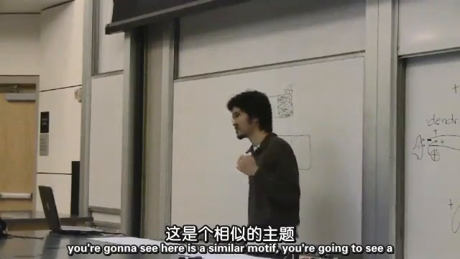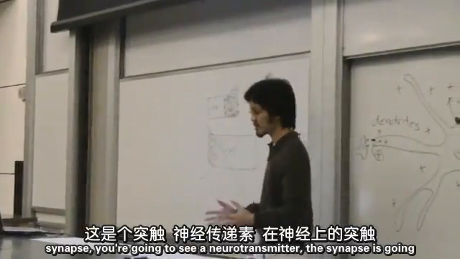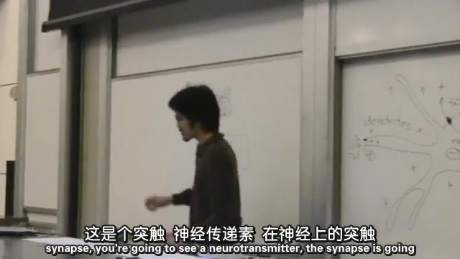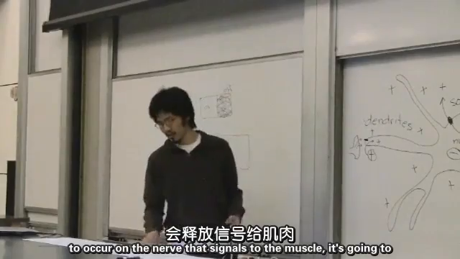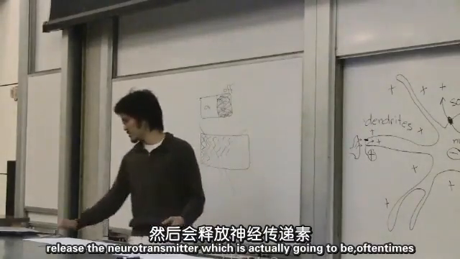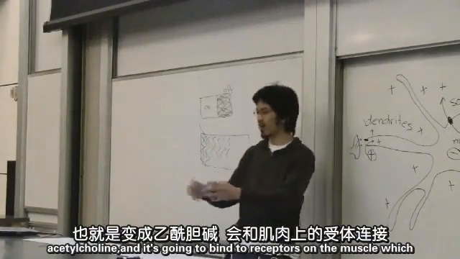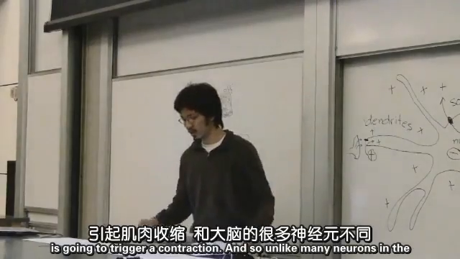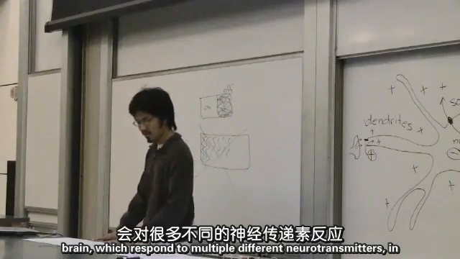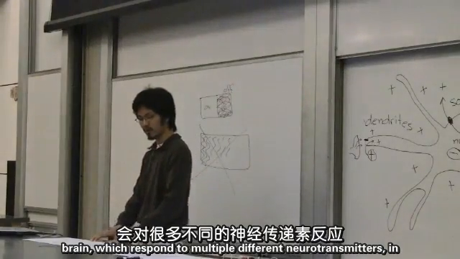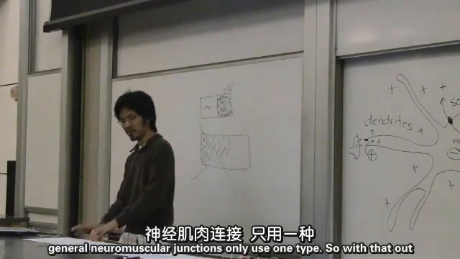So what you're going to see here is a similar motif. You're going to see a synapse, you're going to see a neurotransmitter. The synapse is going to occur on the nerve that signals to the muscle. It's going to release the neurotransmitter, which is oftentimes acetylcholine. And it's going to bind to receptors on the muscle, which is going to trigger contraction. Unlike many neurons in the brain, which respond to multiple different neurotransmitters, in general, neuromuscular junctions only use one type.